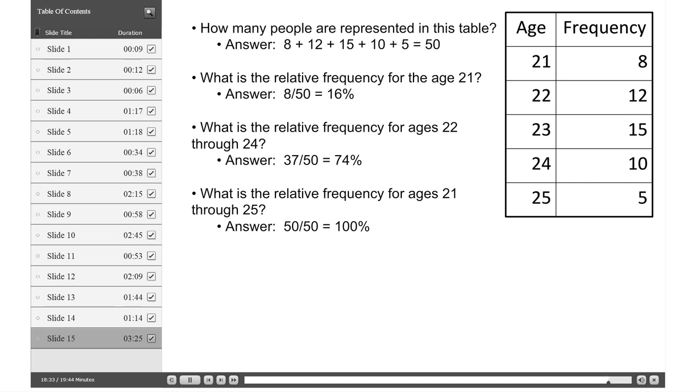The last question is similar, but it's talking about the relative frequency for ages between 21 and 25. So we're going to do this the same way, but now we're actually going to add up all the frequencies in the table, and that's going to give us 50, and then we divide that by the total number, which is also 50, and we get 1, or 100%. So this means 100% of the people in the sample have ages between 21 and 25, but that makes perfect sense because the ages from 21 through 25 are the only possible ages in this table.